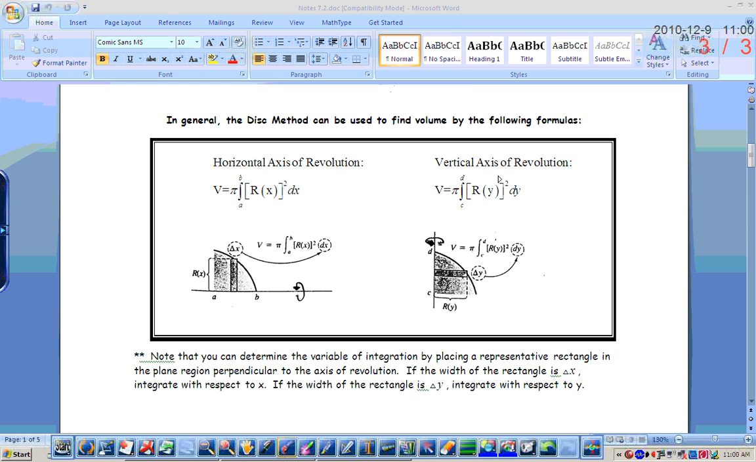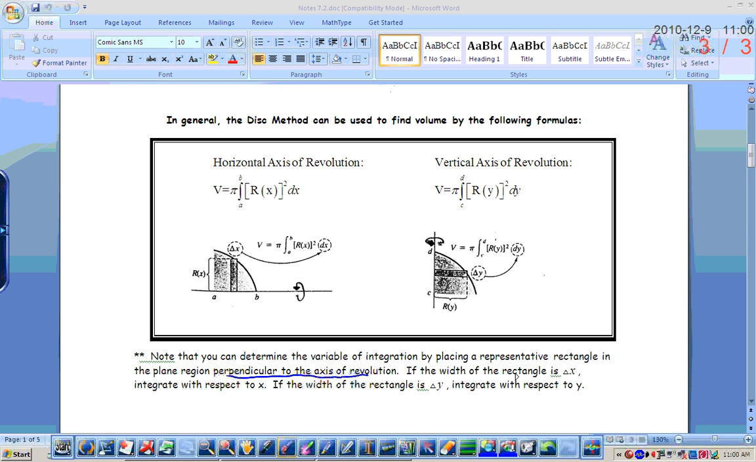Okay, so those are just basically the two basic formulas. Don't freak out. We're going to work some examples, and it'll all make sense. Note that you can determine the variable of integration by placing a representative rectangle perpendicular to the axis of revolution. That's what's key here, is that that rectangle that you're revolving has to be perpendicular to the axis of revolution to use this formula.